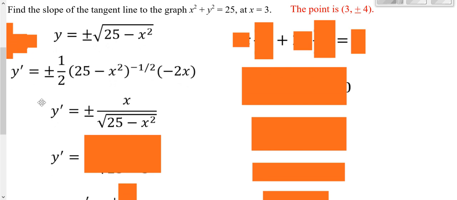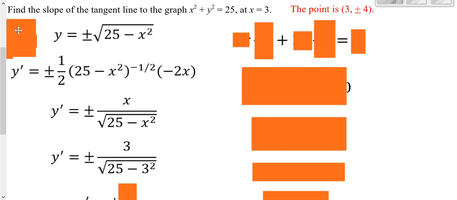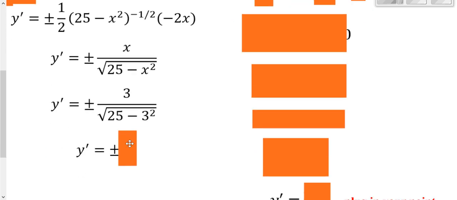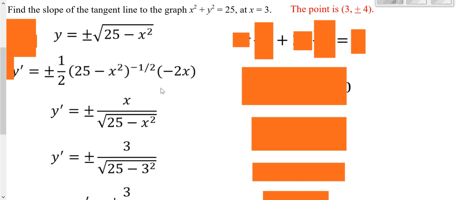Now, we're looking for the slope of our tangent line, our derivative at this point here. So x is 3. Plug in 3 for x. And on the bottom, we get 25 minus 9, which is 16, square root of that. So we get 3/4. So it's plus or minus.